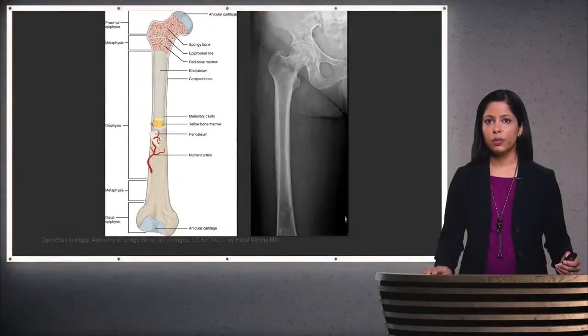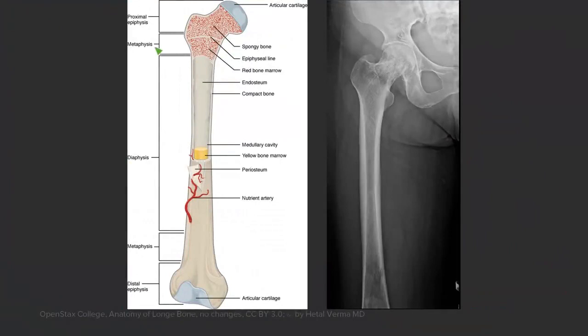So let's first review some bony anatomy. Here we have a diagram and an X-ray of the femur. You can see here that the bone has what's called an epiphysis, which is at the very tip of it. The next portion of the bone is called the metaphysis, and then the long portion of the bone is called the diaphysis. On the X-ray, you can see that the epiphysis will be the very top of the femoral head. This entire portion is then the metaphysis, and then again the long portion, or the shaft, is called the diaphysis.